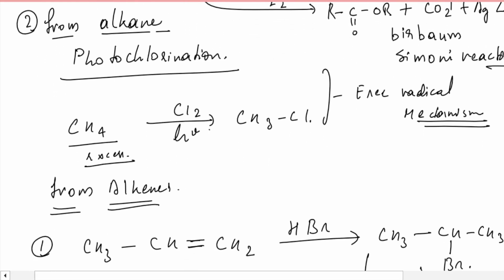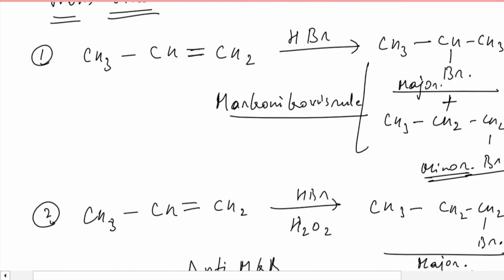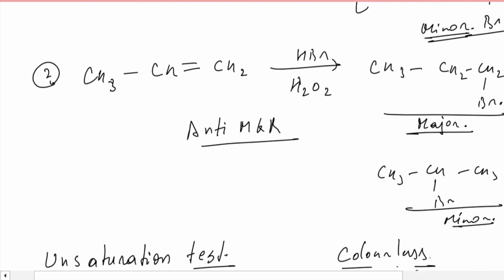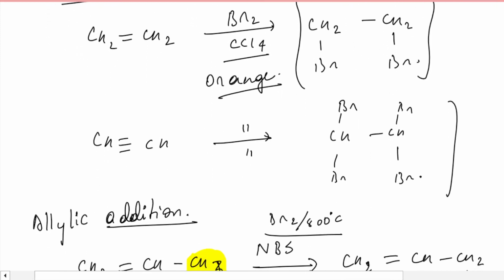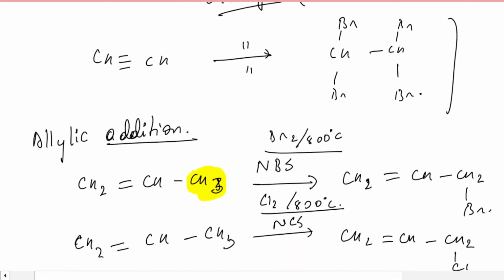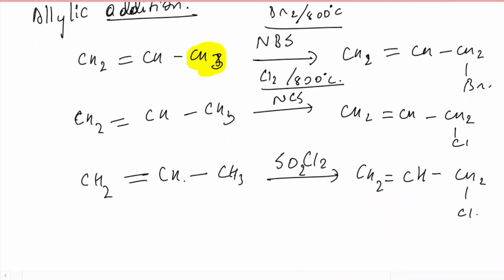And then from alkanes, photochlorination, and then from alkenes, Markovnikov and anti-Markovnikov rule, then unsaturation test for unsaturated compound, then allylic addition. There are 5 reagents we have discussed regarding allylic addition: NBS, NCS, Cl2 at 800 degrees Celsius, Br2 at 800 degrees Celsius, and SO2Cl2.